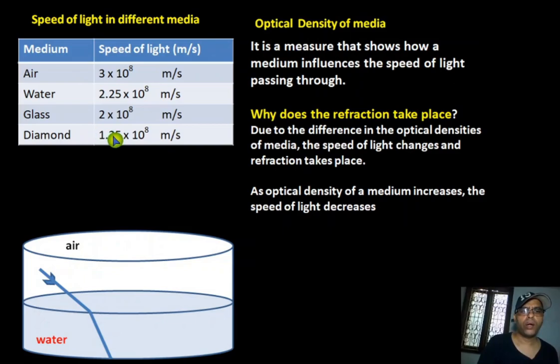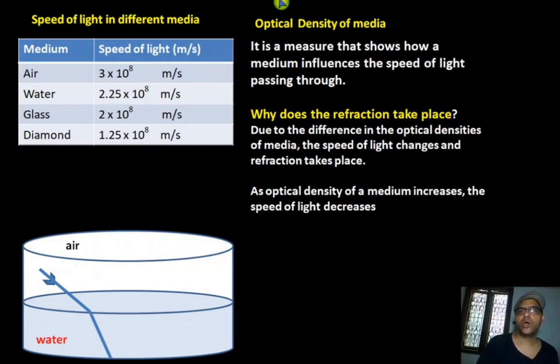In diamond, 1.25 into 10 raised to 8 meter per second is the speed of light. So here, if you look at the picture, the speed of light changes depending upon the medium. In air, light is faster, whereas in water, light is slower. So we can see there is a change in speed depending upon the medium. Then why does the speed of light change depending upon media?